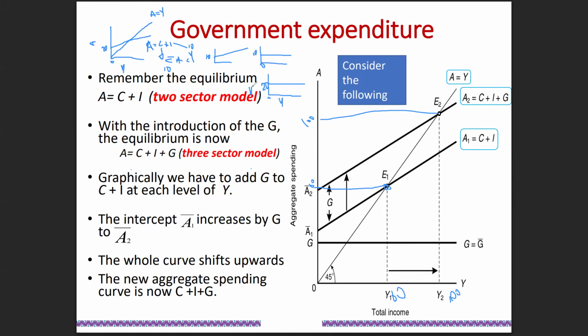This is spending, not income, just spending. So you can see that even if the income is 0, government expenditure will be 20, right? And it's horizontal like this to show that it is independent of the level of income.